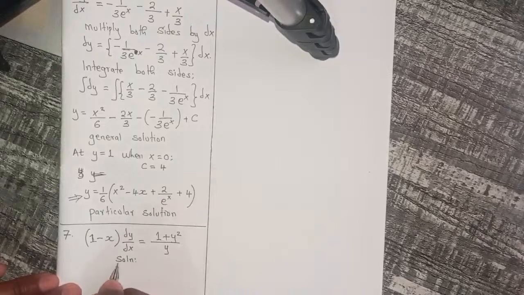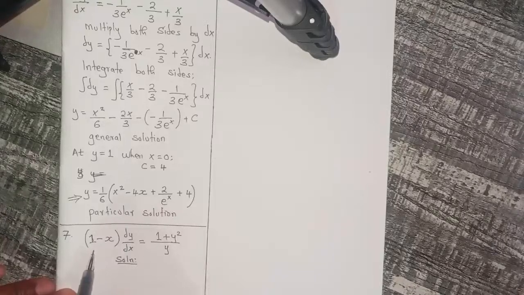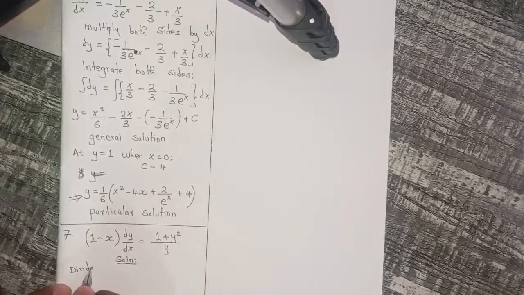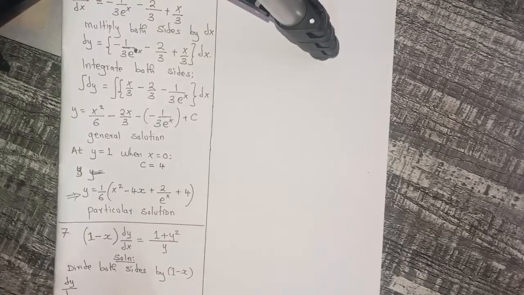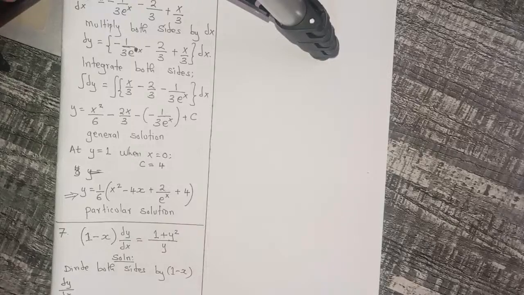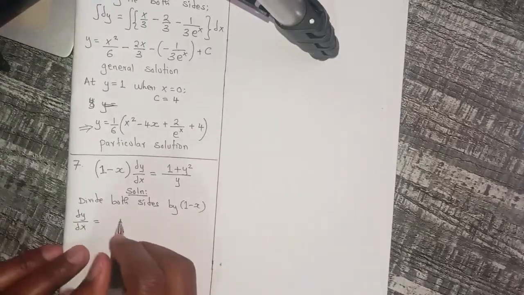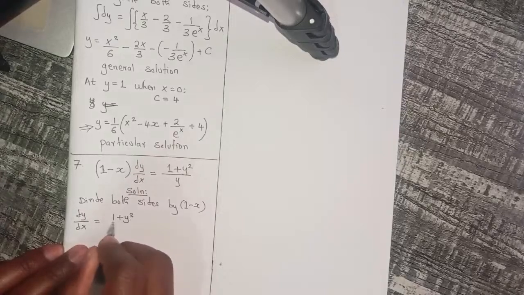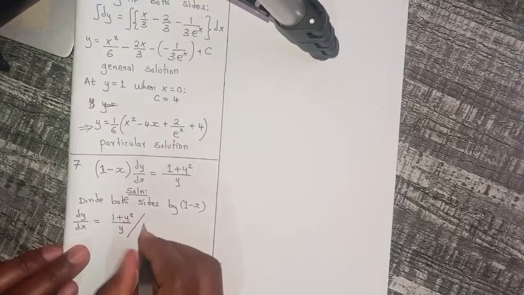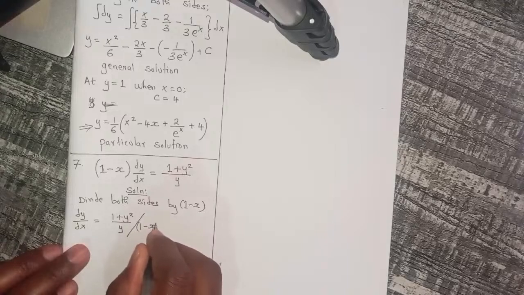So solution, we can simply say first we divide both sides by 1 minus x, and this one will give us dy over dx being equivalent to 1 plus y square divided by y, everything here divided by 1 minus x.